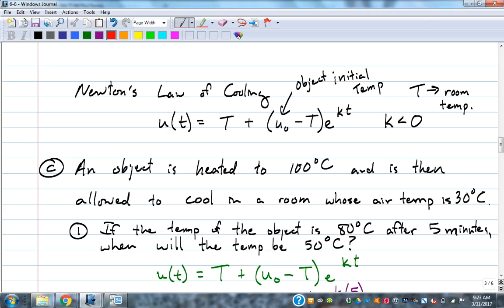All right, so let's look at this problem. An object is heated at 100 degrees and is then allowed to cool in a room where the air temperature is 30 degrees Celsius. As long as your temperatures are in the same units, you can't mix Fahrenheit and Celsius; you would have to convert if you needed to. Most of the time they're going to give you both of them.